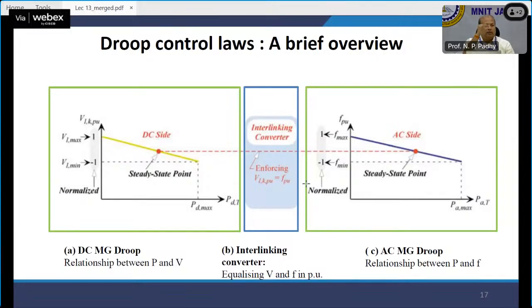So we'll take a point where some F and some V have to lock. Through that droop, any time the frequency varies, the V will also vary accordingly from the DC bus. So DC bus V and AC bus F are locked. If you would like a different combination, you can adjust your droop such that you have multiple frequency and multiple voltage matchings between the two grids for the interlinking converter. This is a very brief overview of the droop control law, a very, very important concept.